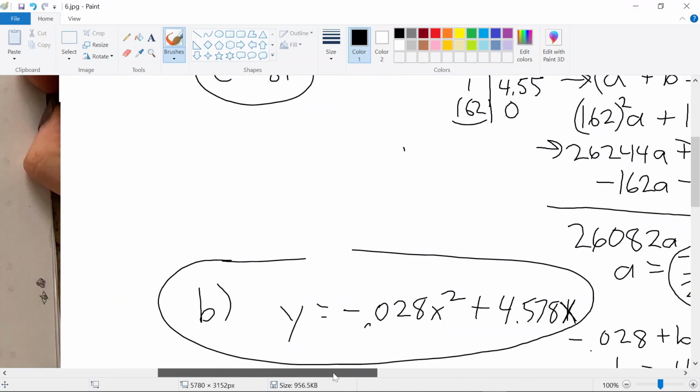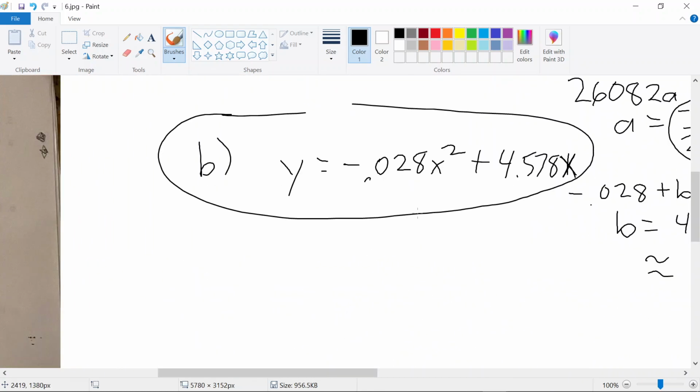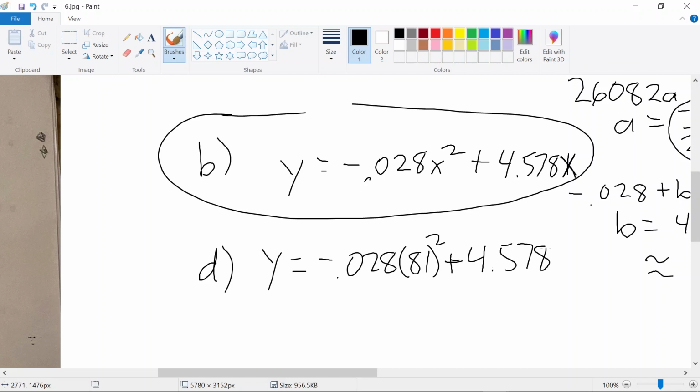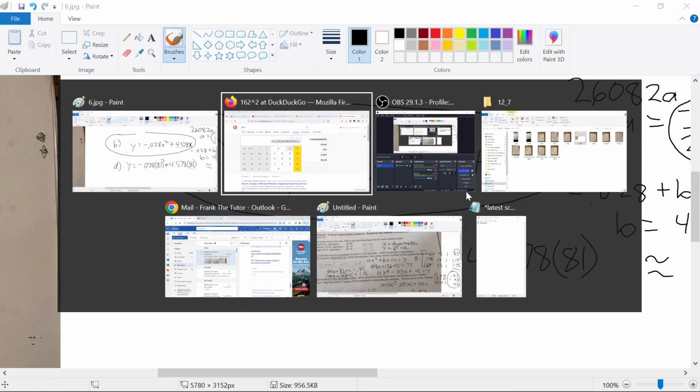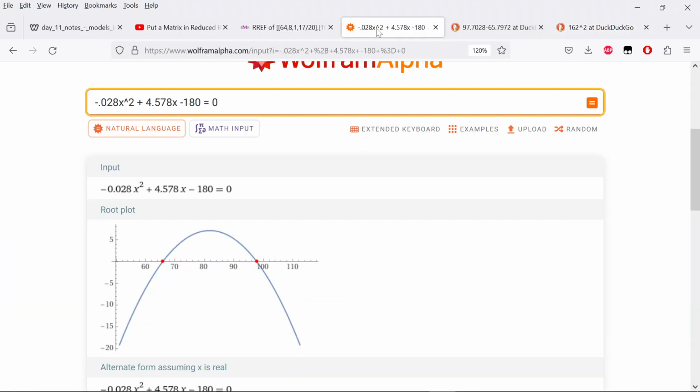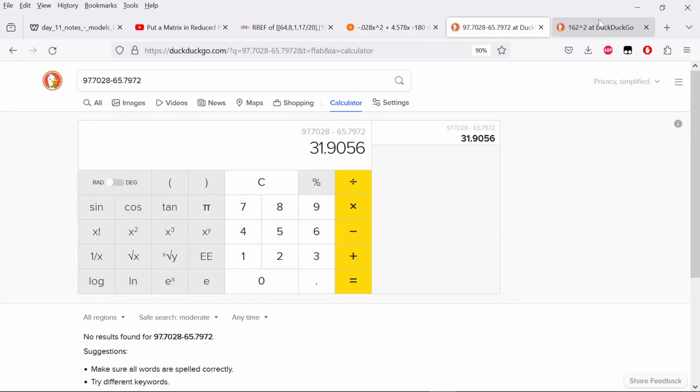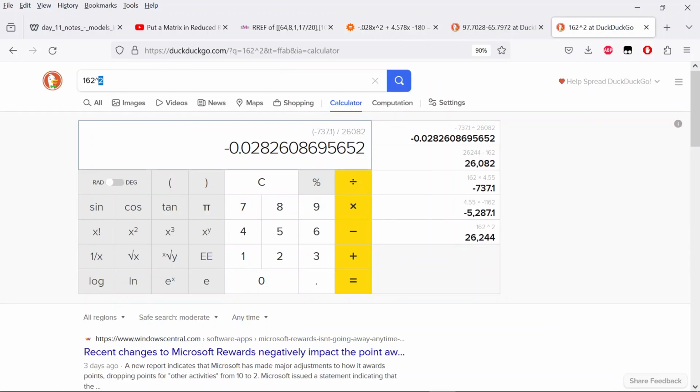Well, let me plug in 81 into that. So here's ABC, here's D. The maximum height y is going to be equal to negative 0.028 times 81 squared plus 4.578 times 81. And I think that one I've already done somewhere, hopefully. No, no, and no. Okay, I haven't, so I'll have to redo it.